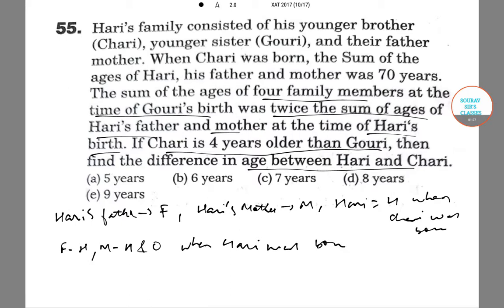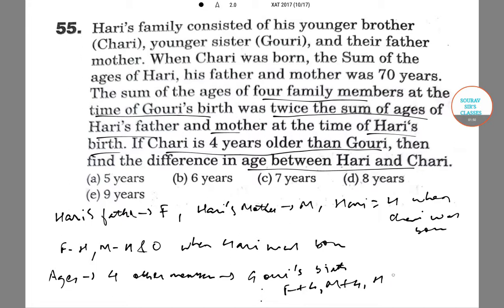Now similarly, the ages of 4 other members at the time of Gauri's birth would be F plus 4, M plus 4, H plus 4, and 4, since Chari is 4 years older than Gauri.